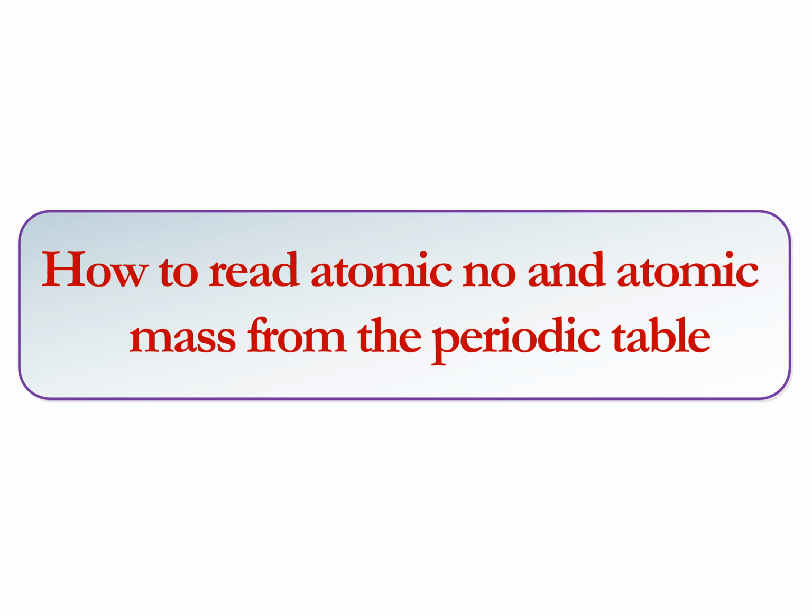For today's lecture, I will be showing you how to read atomic number and atomic mass from the periodic table. I will also explain the meaning of atomic number and mass number, and I will show you how to calculate the number of protons, how to calculate the number of electrons, and how to calculate the number of neutrons for each element in the periodic table.